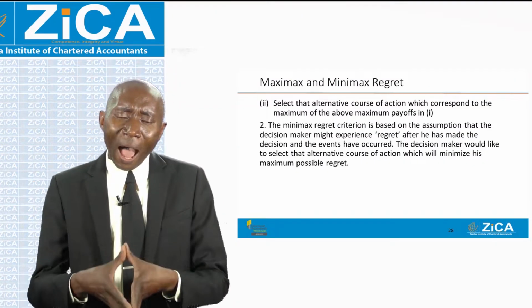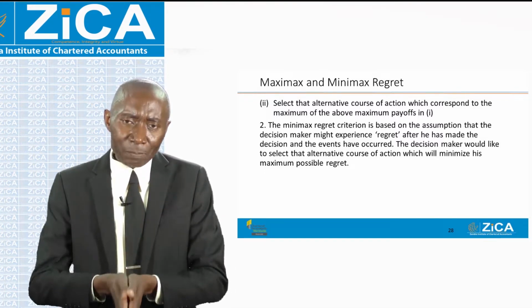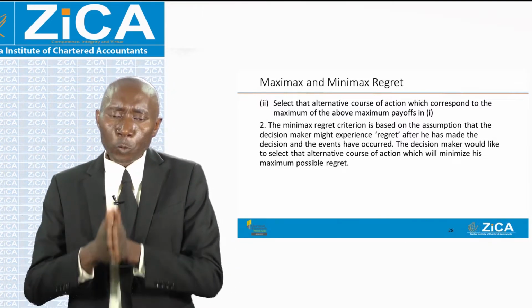In the second, you go after you have picked up the maximum of the payoff. Again, you choose the maximum of the payoff. That gives us the required alternative course of action.